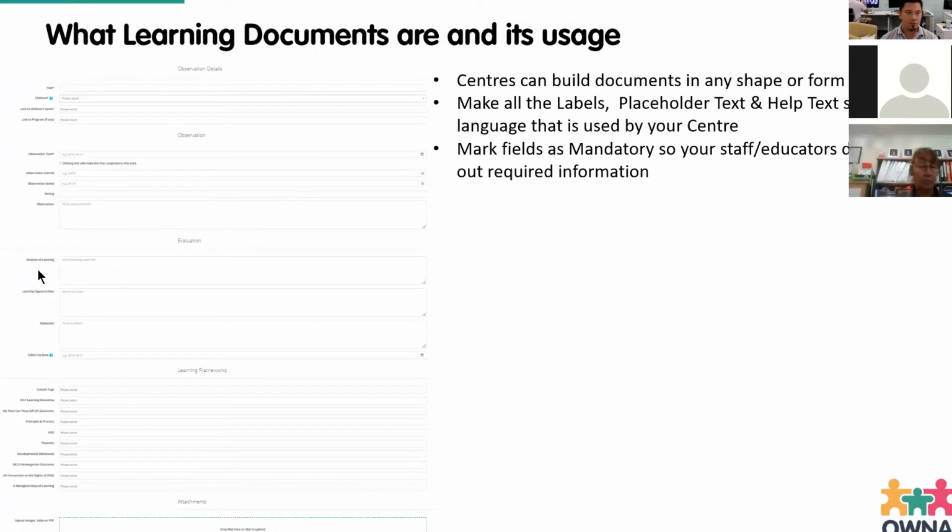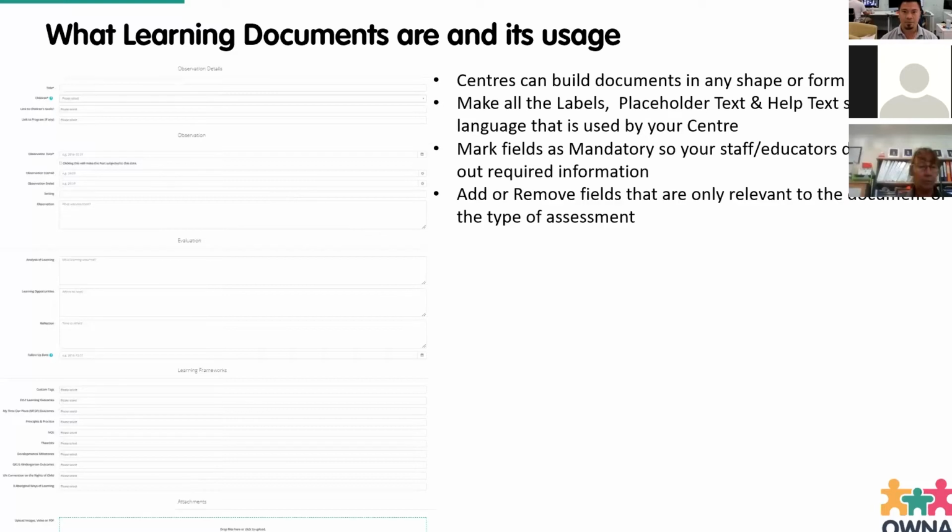Also, there's an ability now to mark fields as mandatory. So if, for example, you wanted some of these text boxes to be filled in so they're not left blank, then you'd be able to turn those on. That way you'd be able to control what type of information you definitely 100% require when filling in any of these learning documents. All of these fields, again, you can add and remove them, move them up and down, and I'll show you guys how that all works in the demo.